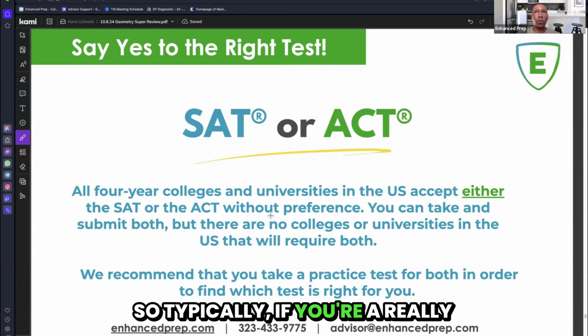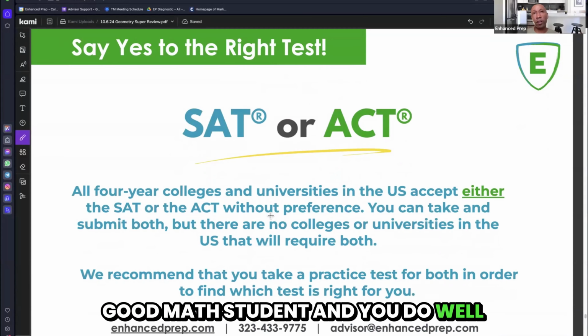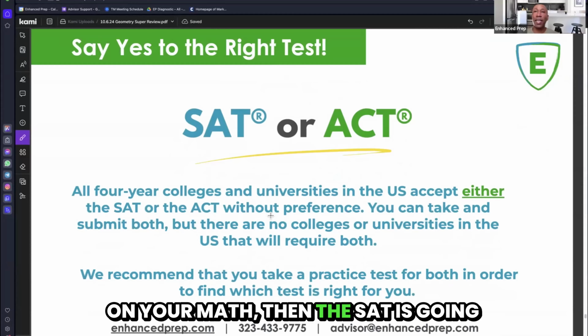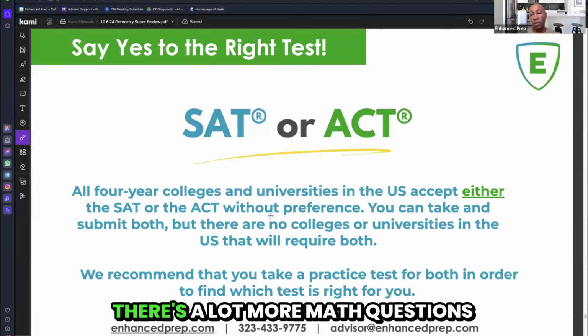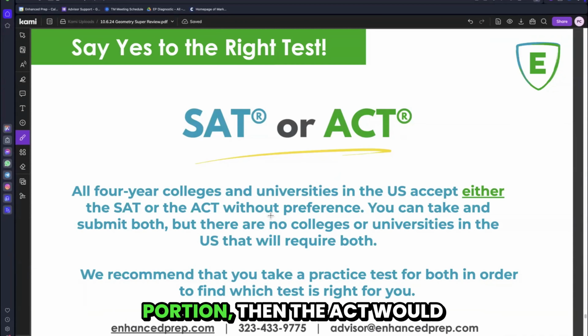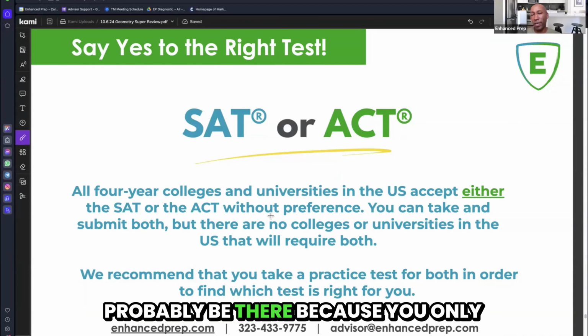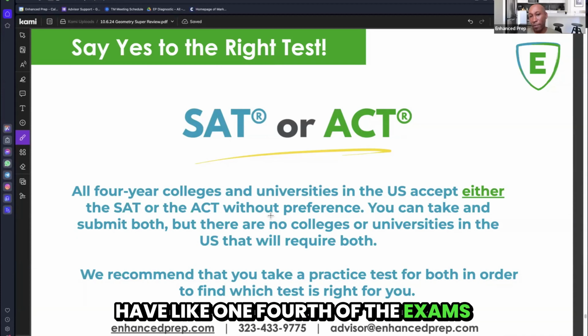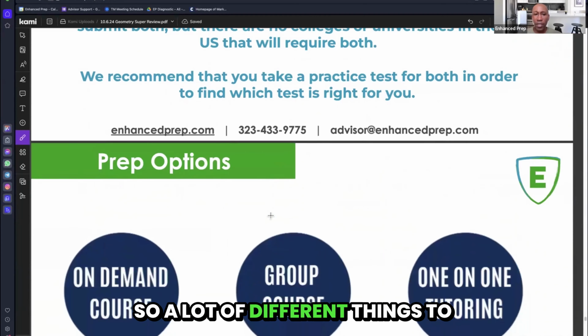Typically, if you're a really good math student and you do well on your math, then the SAT is going to be a little bit better because there's a lot more math questions on there. But if you're not as good with the math portion, then the ACT would probably be better because only about a quarter of the exam is math. So a lot of different things to consider.